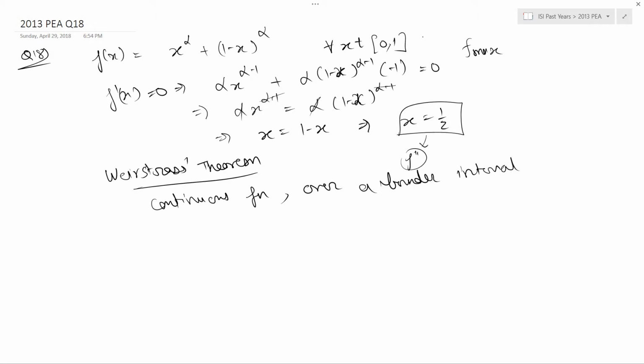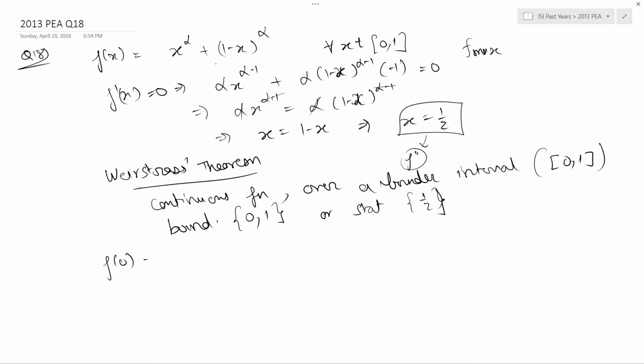So if you have a continuous function over a bounded interval, which in this case is 0 to 1, it will have a maxima and a minima, and the only places for maxima and minima to exist are either the boundary points, which in this case are 0 and 1, or stationary points, which in this case is the point 1 by 2. So let us just check the value of f at these 3 points.